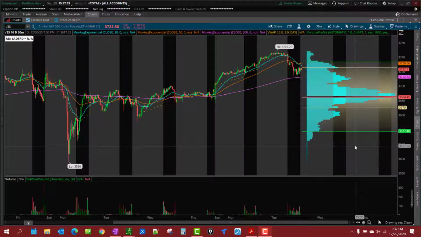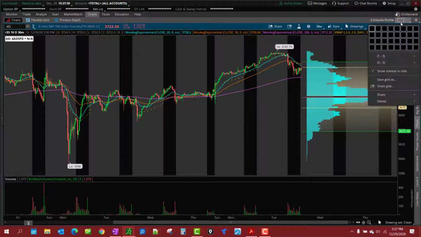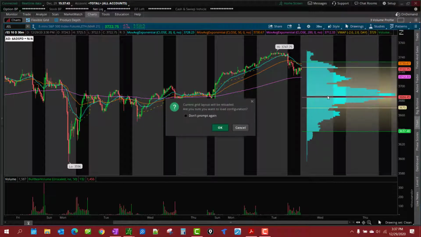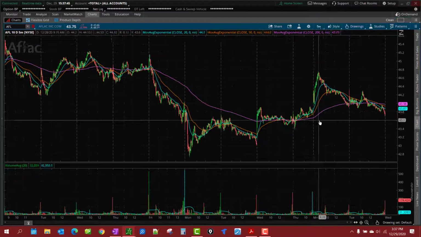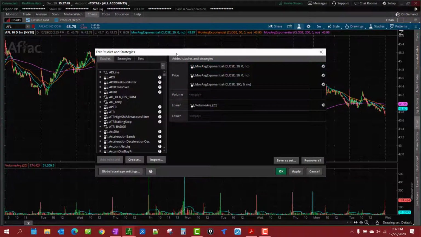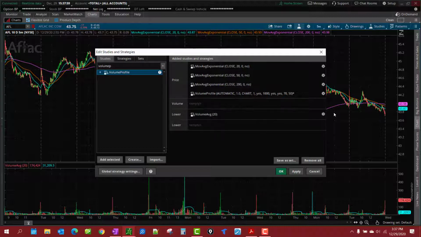This is the volume profile in Thinkorswim. The first thing I want to show you is how do you get this volume profile. So let me just go to a clean chart here. Show you how quickly. You go to Thinkorswim Studies. You just type in volume with a P, and it's right there. That's how you get the volume profile.